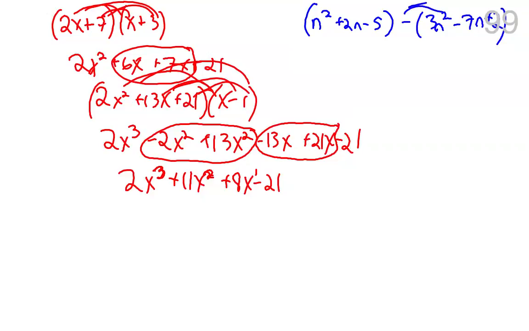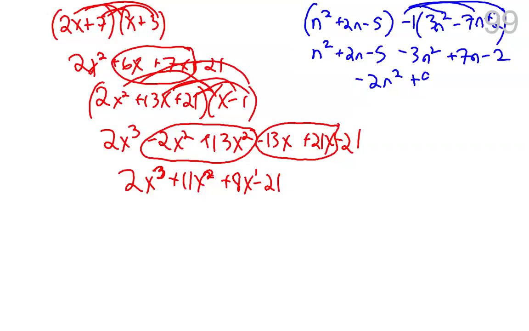Now, I'm going to distribute the negative sign, because there's really a -1, and when you multiply by -1, it changes all the signs. So I get n squared plus 2n minus 5 minus 3n squared plus 7n minus 2. Now I combine like terms. 1n squared minus 3n squared is negative 2n squared. 2n's and 7n's is 9n's. Negative 5 and negative 2 is negative 7. A lot of people had the exact negative of that as the answer. And that's because you changed the order.